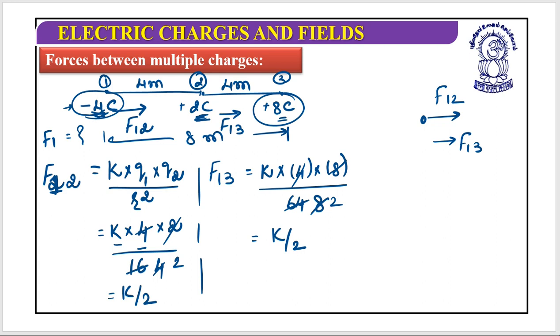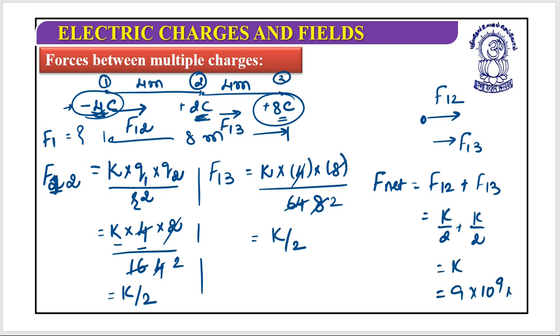So what should I do? Should I add or should I subtract? So F net would be equal to F12 plus F13. This is k by 2 plus k by 2, which is k only. Yes, this is 9 into 10 to the power 9 Newton. We did it.